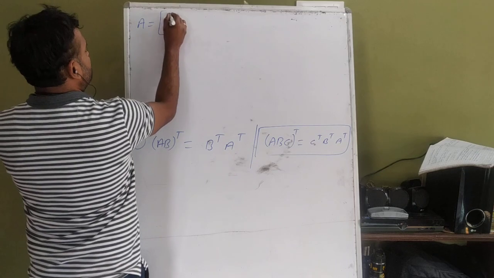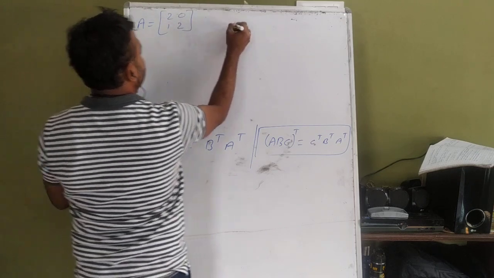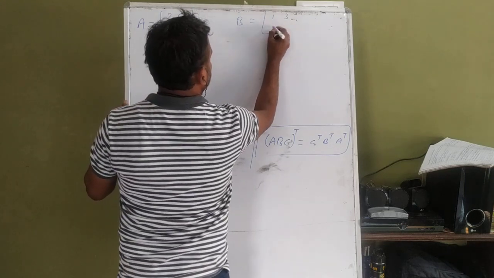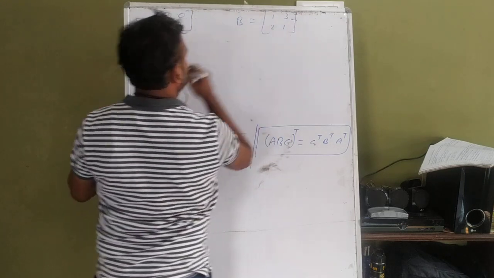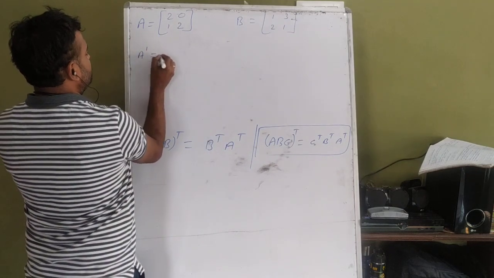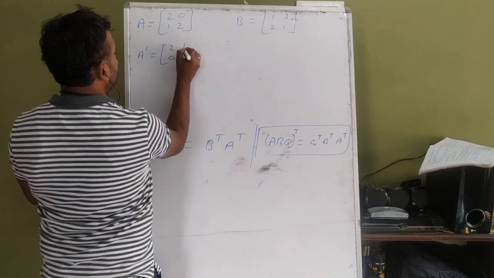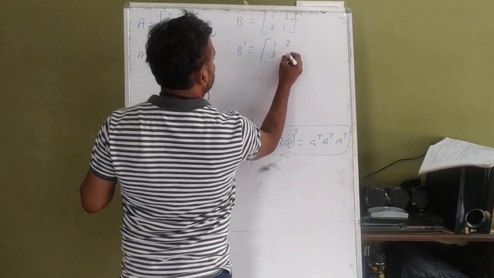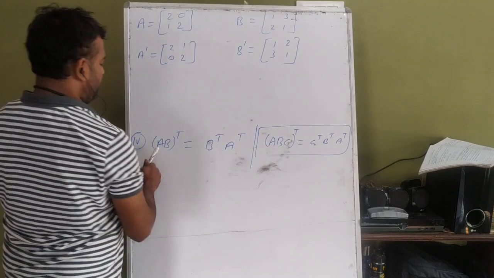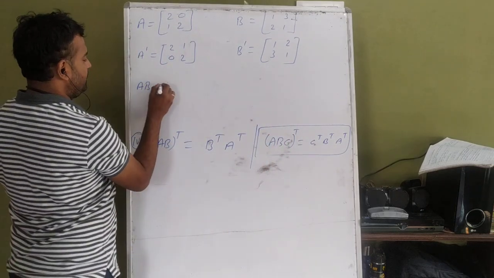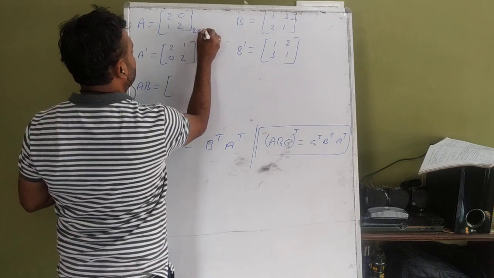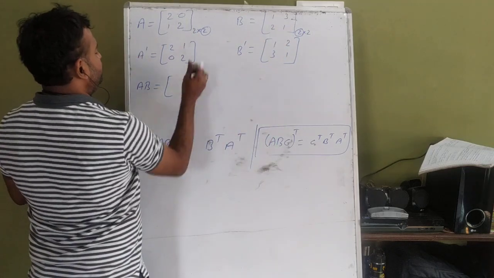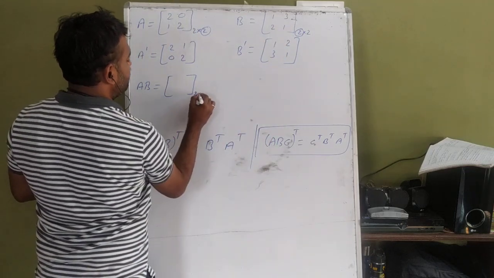A is equal to [2 0; 1 2], B is equal to [1 3; 2 1]. A transpose, what will be A transpose? [2 1; 0 2]. What will be B transpose? [1 2; 3 1]. We need to find (AB) transpose. First of all, find AB. Can the product AB be possible here? Yes, because these 2 and 2 are the same. Then the product AB will be possible and the order will be 2 by 2.